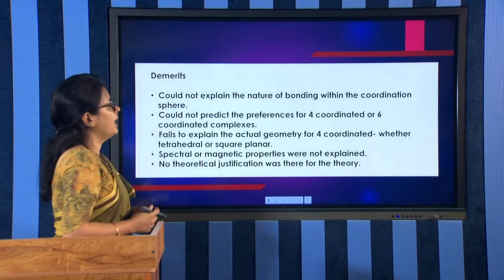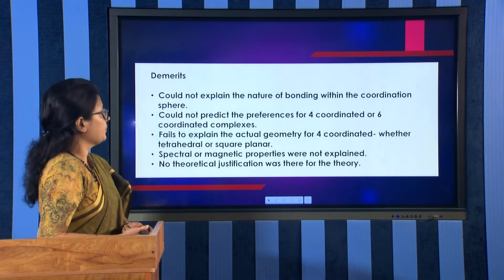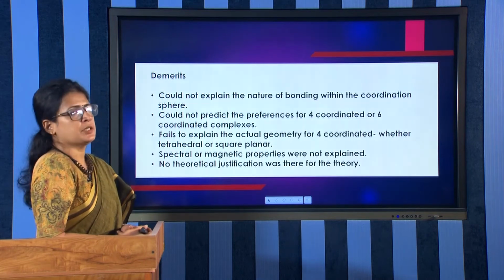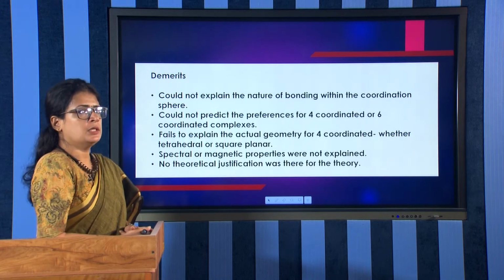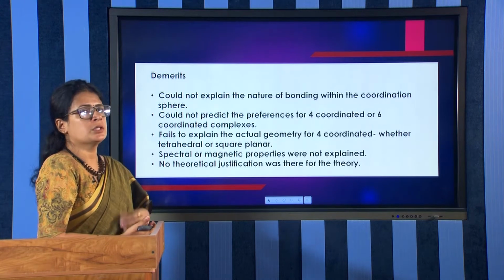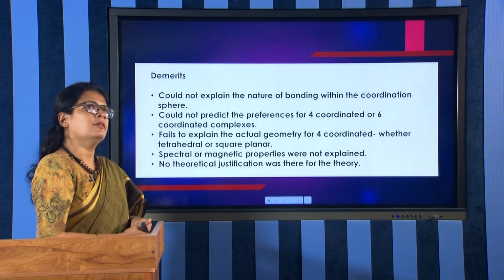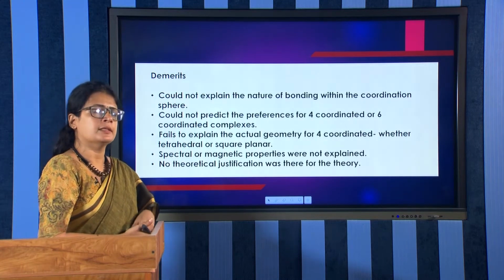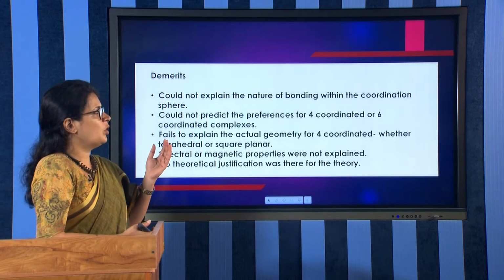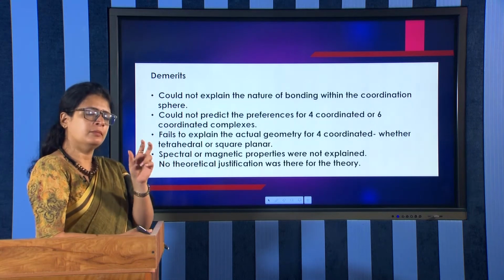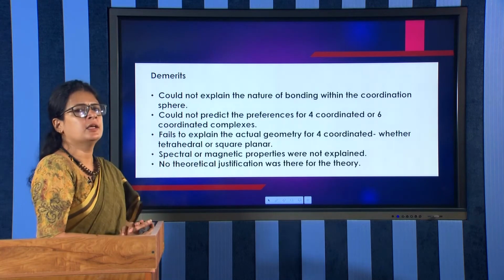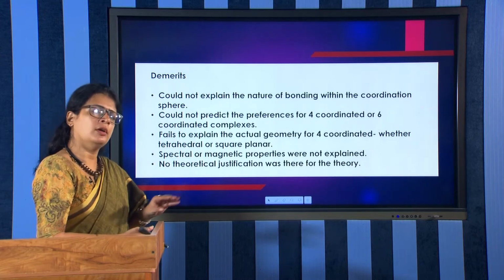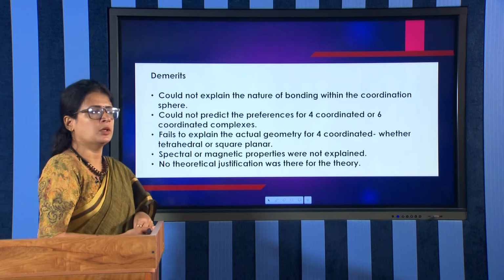And now, we have several demerits for this theory. It could not explain the nature of bonding within the coordination sphere. He could see only what ions are precipitated and what secondary valencies are coming. All those things were explained by Alfred Werner, but he could not explain the nature of bonding between the metal atom and the ligand. The nature of bonding was not at all discussed by Alfred Werner.